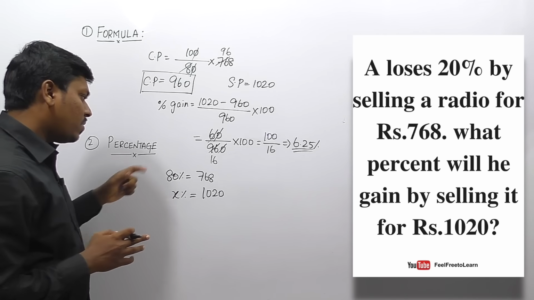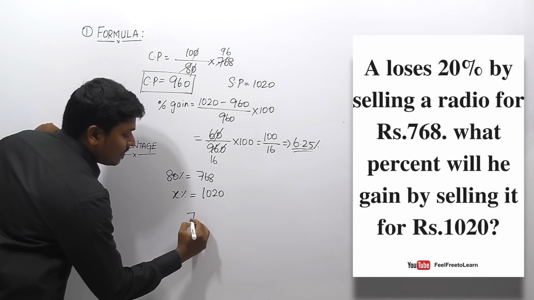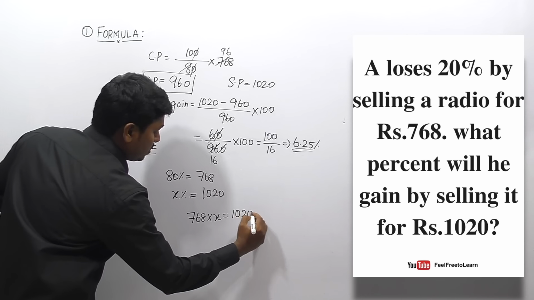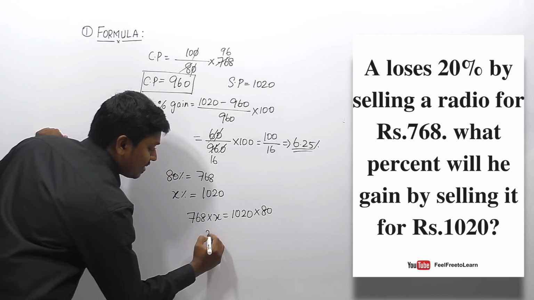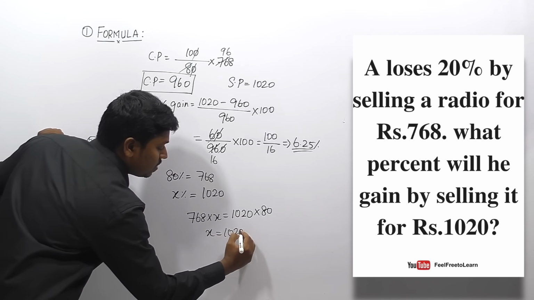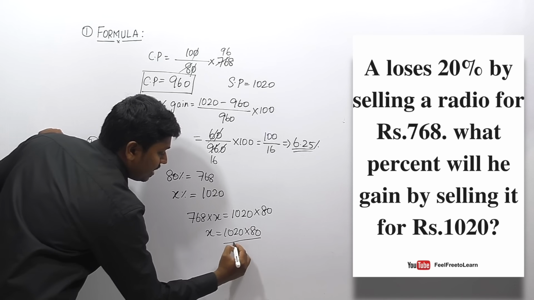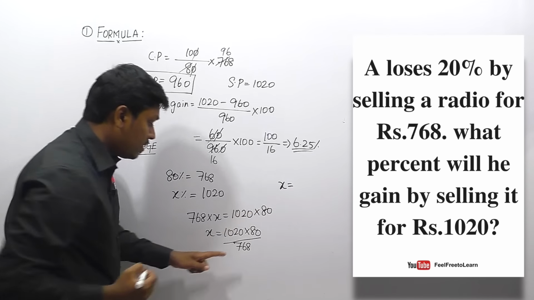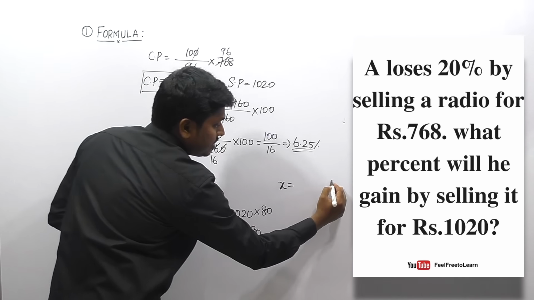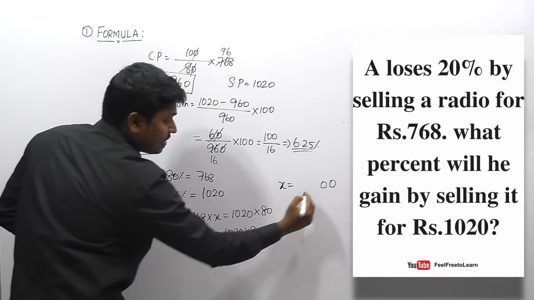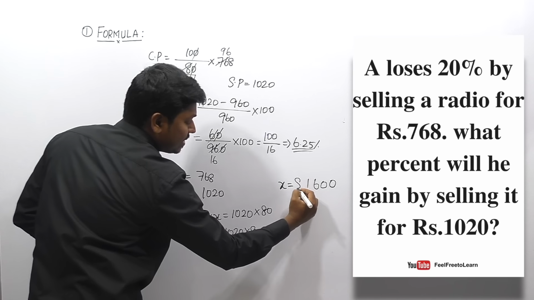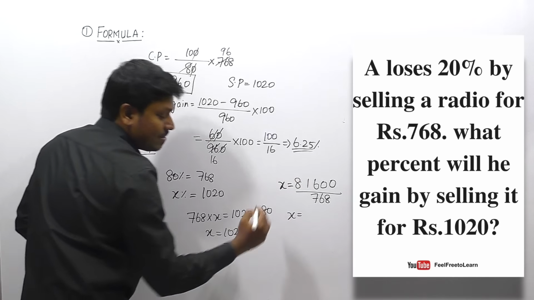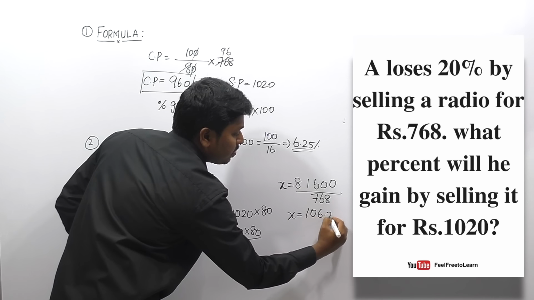So friends, now we need to cross multiply. When we cross multiply, 768 into x is equal to 1020 into 80. So x is equal to 1020 into 80 divided by 768. Now we need to cancel this. Here it is 0 0, so cancelling 0 0, 8 2s are 16, remainder will be 1, so 81600 divided by 768. When you divide this, the final answer will be 106.25.